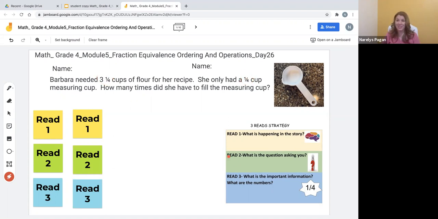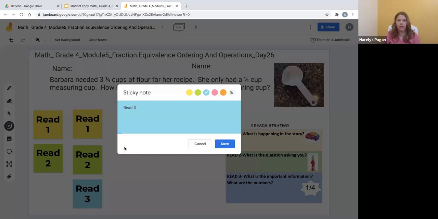All right, students and scholars, we've just done read number 3. What is the important information? And what are the numbers? Now, I'm going to ask you to click on your read 3 sticky note. As you double click, write the numbers that you notice or any important information. Once you've written the notes, you can click pause or click play when you have finished.